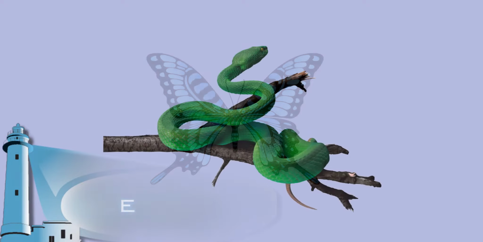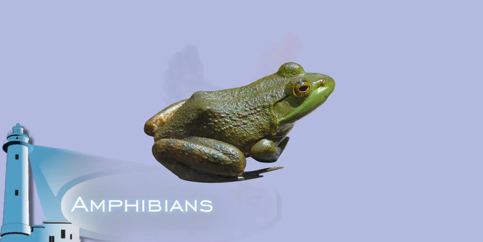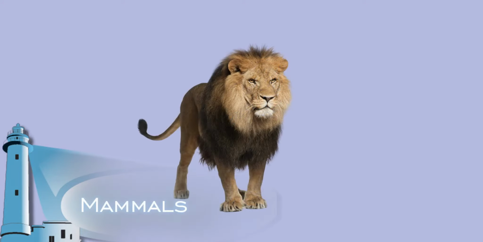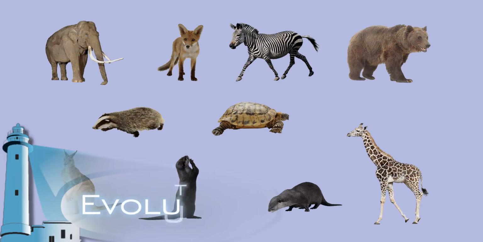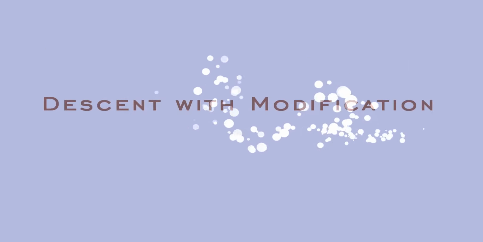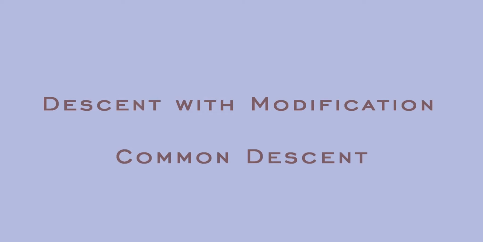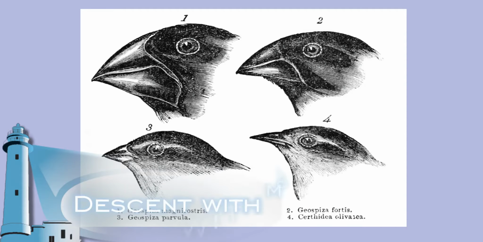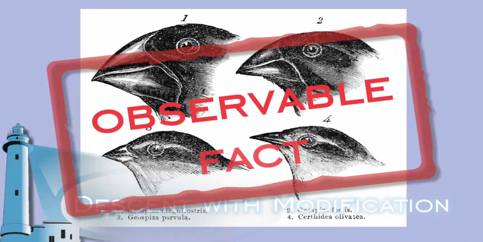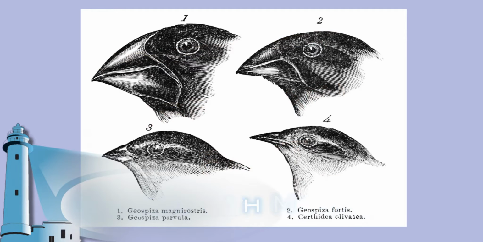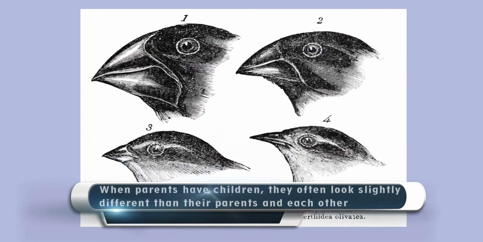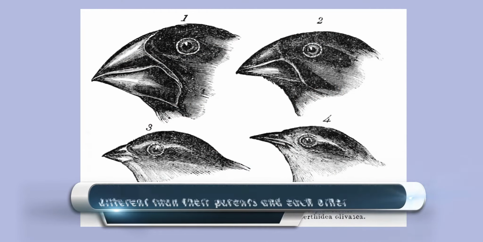Natural selection is one of the many concepts under the theory of evolution. To understand exactly what natural selection is, let's take a look at two other concepts of evolution. One, descent with modification, and two, the idea of common descent. Descent with modification is the observable fact that when parents have children, those children often look slightly different than their parents and slightly different than each other.